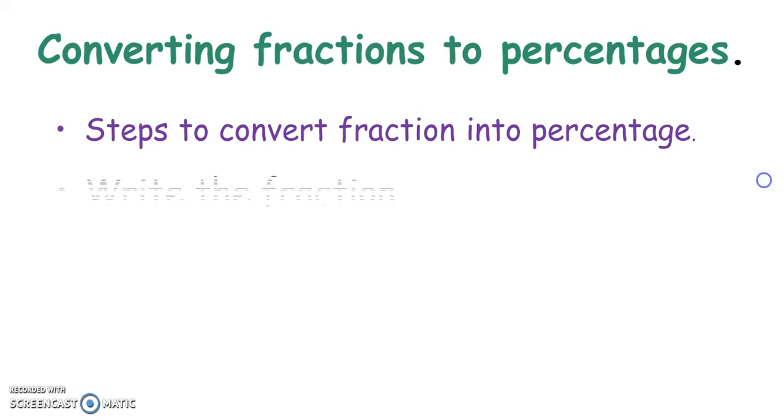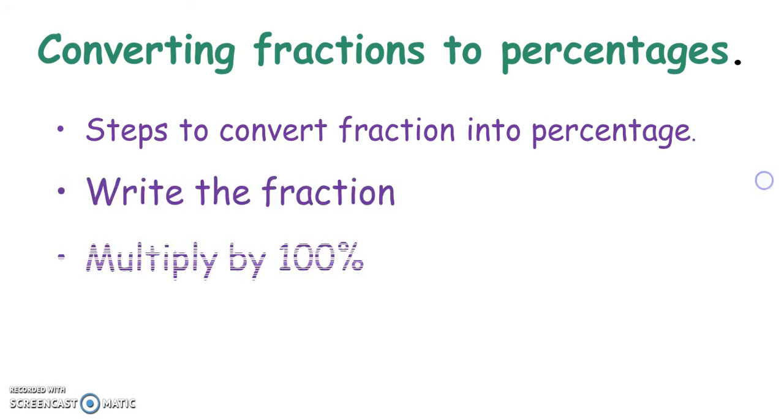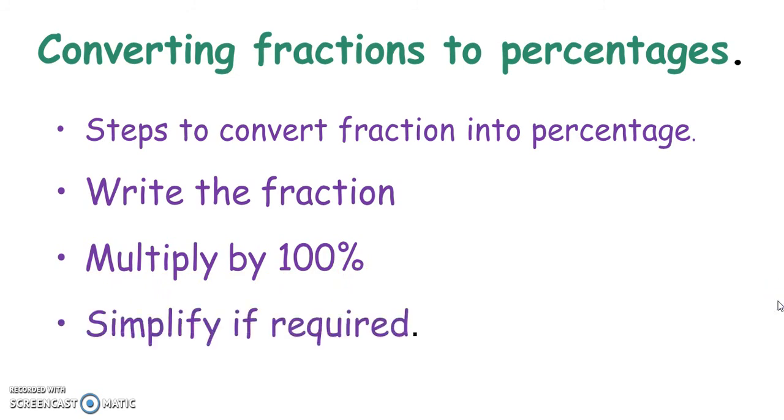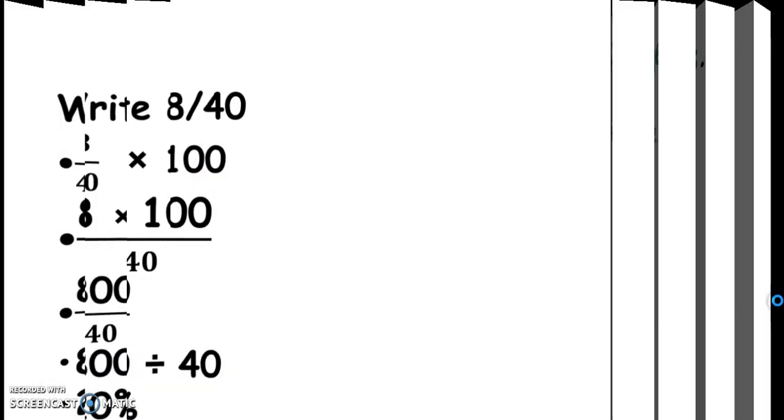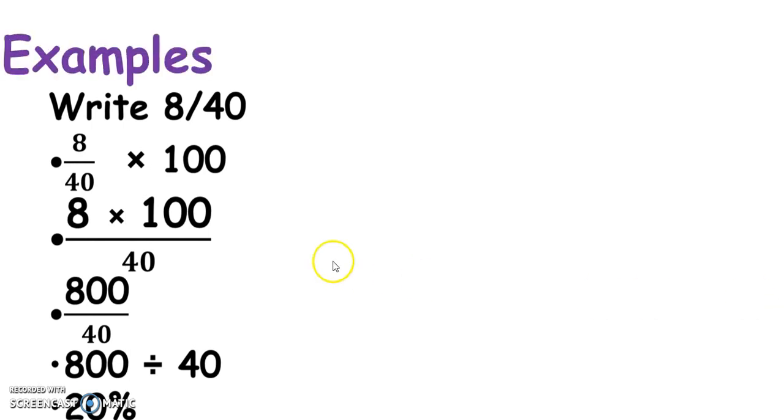These are the steps. Write the fraction. Multiply by 100. So what do you have to do? Now the denominator is different, so what will you do? You will multiply by 100%. Simplify if required. Look at the example. Now the denominator is 40. So how can you convert it into a percentage? You will multiply 8 over 40 with 100.